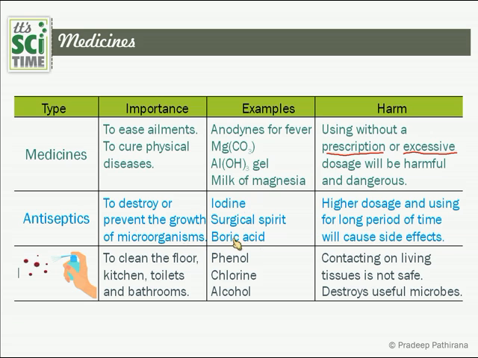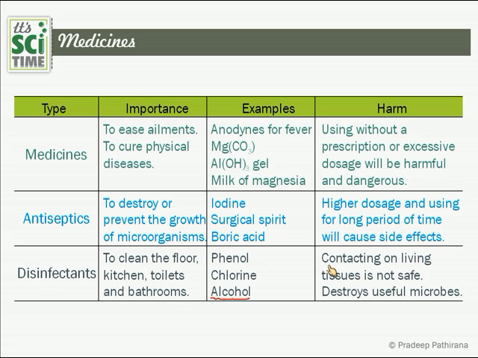Iodine, surgical acid, boric acid, or such things are the examples. Again, the harm is taking a higher dose or using it for a long period without a doctor's advice. The third type is very common nowadays with the COVID-19 virus. These types of chemicals, especially the alcohol-containing chemicals, are used to destroy the protein capsule of the viruses, and we call them disinfectants.